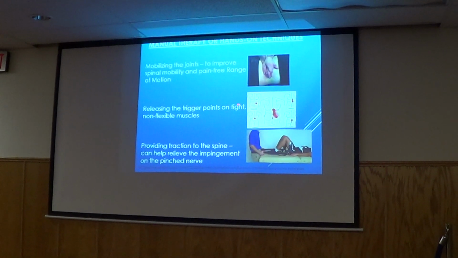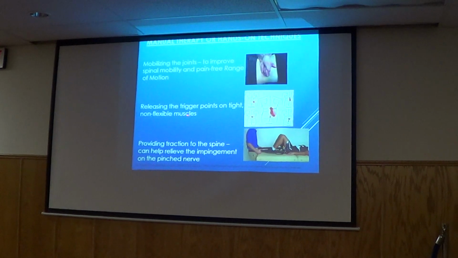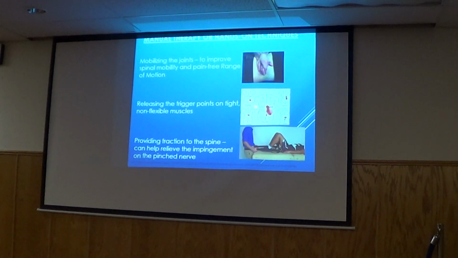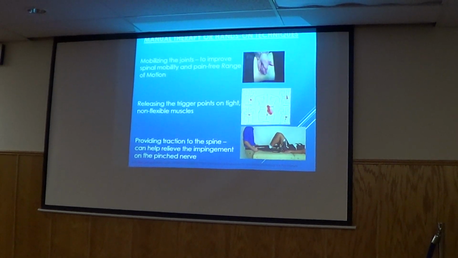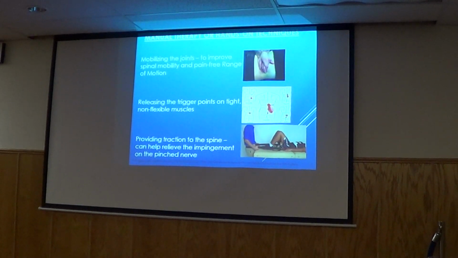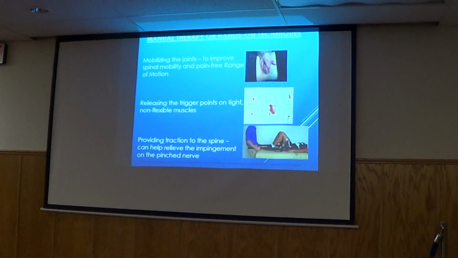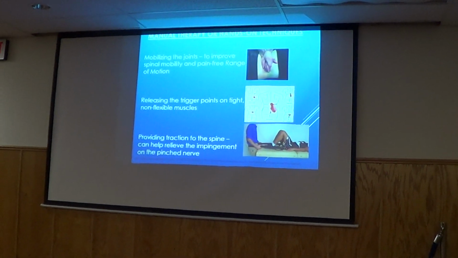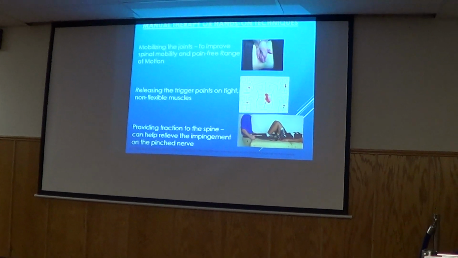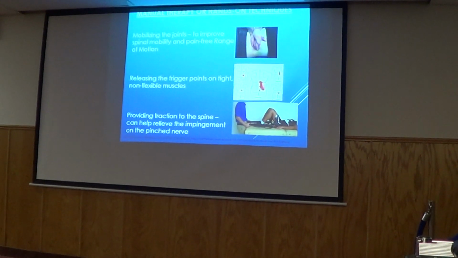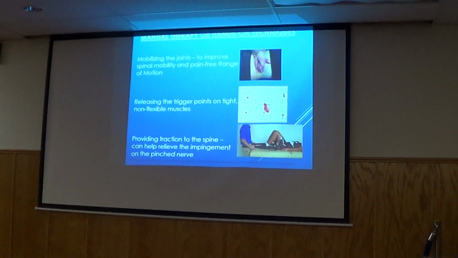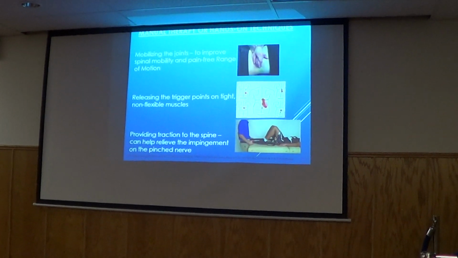They release the trigger points on tight, non-flexible muscles. So all the muscles that have pain or that are tight have certain knots or trigger points that need to be worked on to relieve that tightness and the pain. And if needed, manual therapy technique can include traction to the spine, and that can help relieve the impingement on the nerve.